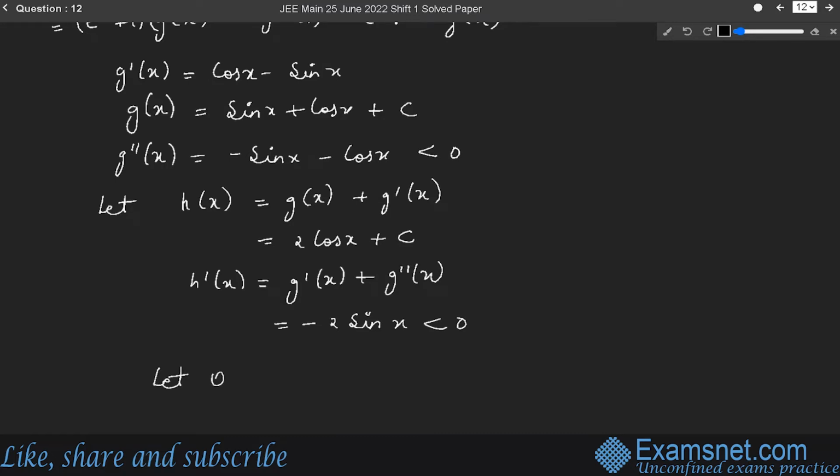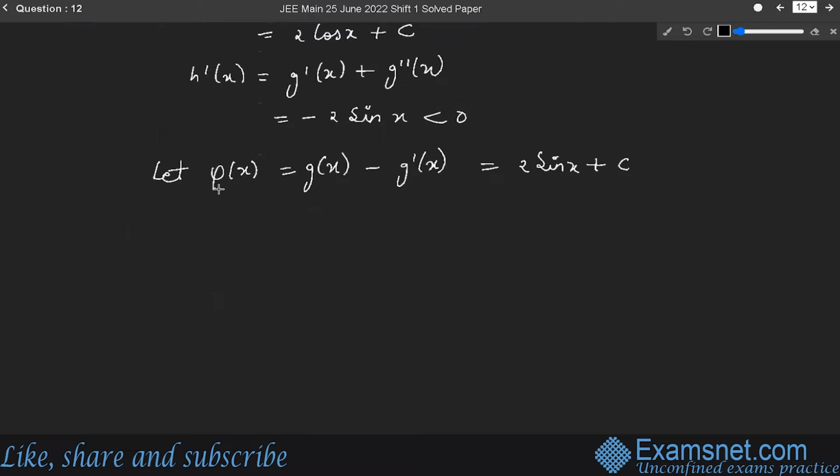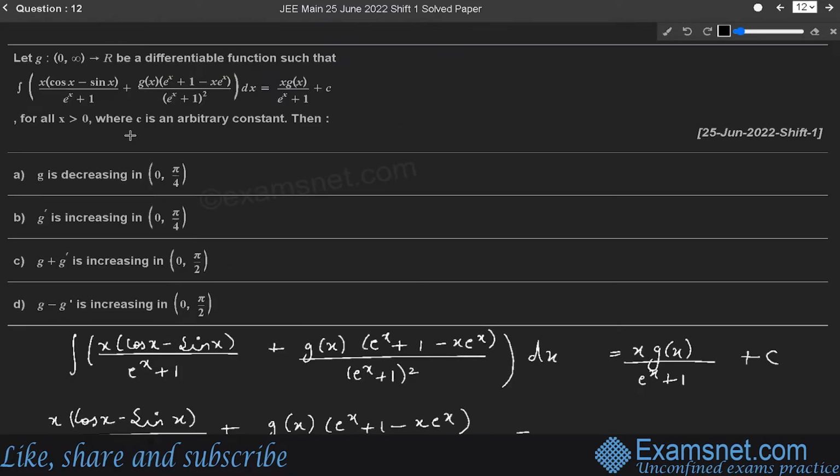Therefore, let phi of x be equal to g of x minus g dash x, which is equal to 2 sin x plus c. It implies that phi dash x will be equal to g dash x minus g double dash x. So it will be equal to 2 cos x, which is always greater than 0. Therefore, we can say that the function phi is increasing here. Hence, we can say that g minus g dash is increasing in the interval 0 to pi by 2. So the correct option will be option number D here. I hope this question is clear to you.